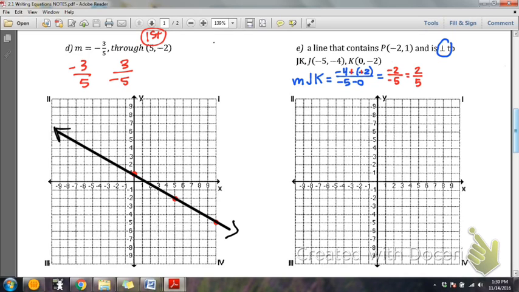Remember, we're looking for the perpendicular slope. So what's the perpendicular slope of 2/5? -5 over 2. Or the negative could be where? Where else could the negative be? Instead of with the 5, it could be with the 2. Good, it doesn't really matter. Okay. So now we have the slope that we need to use with point P.